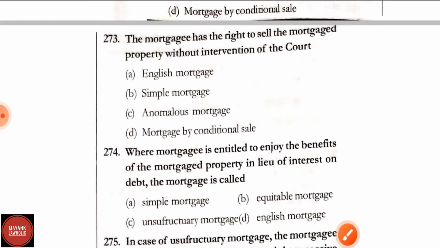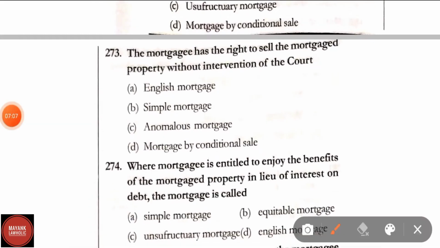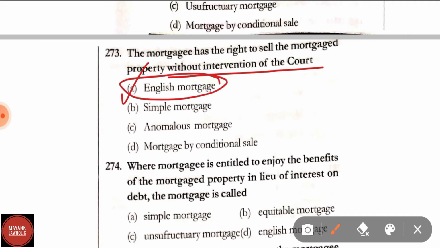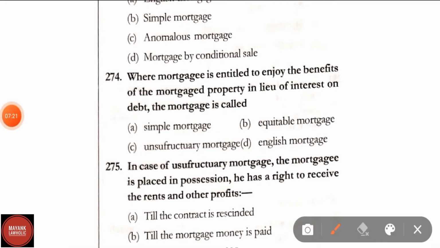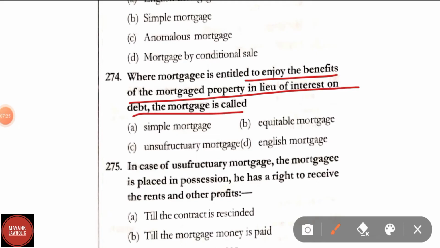Question number 273. The mortgagee has the right to sell the mortgage property without intervention of the court. Options are English mortgage, simple mortgage, anomalous mortgage, mortgage by conditional sale. Correct answer is option A, that is English mortgage. Question number 274. Where mortgagee is entitled to enjoy the benefits of the mortgage property in lieu of interest on debt, the mortgage is called usufructuary mortgage.